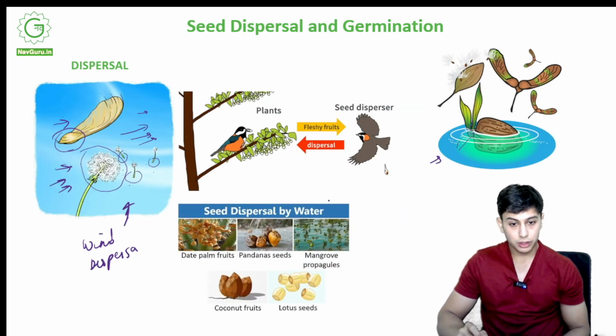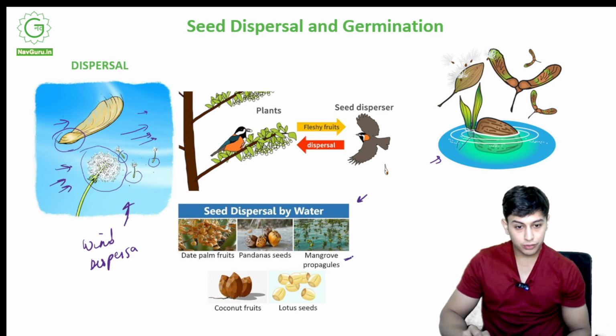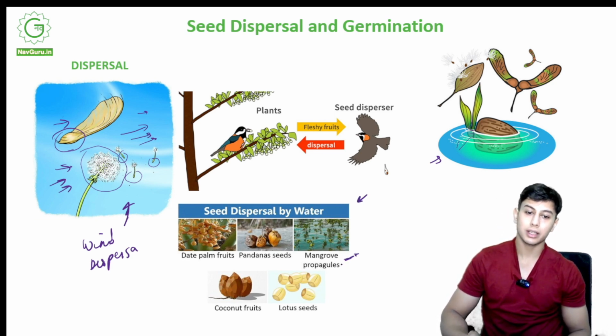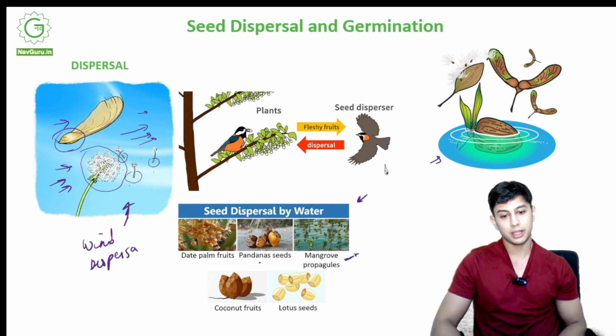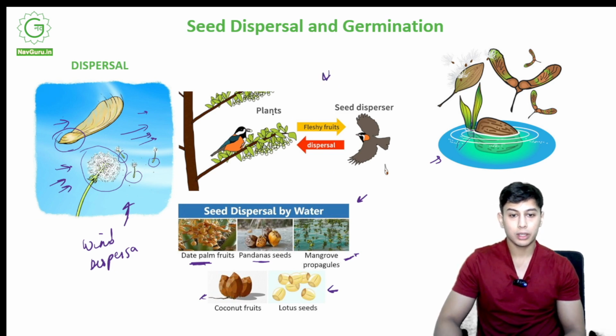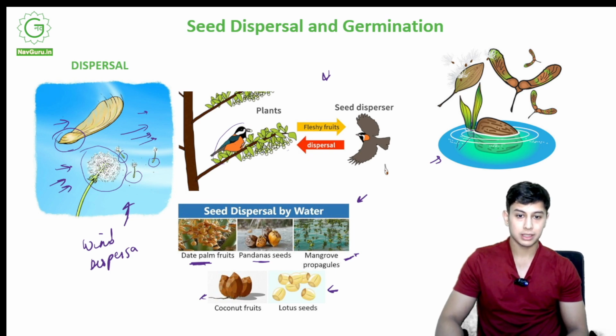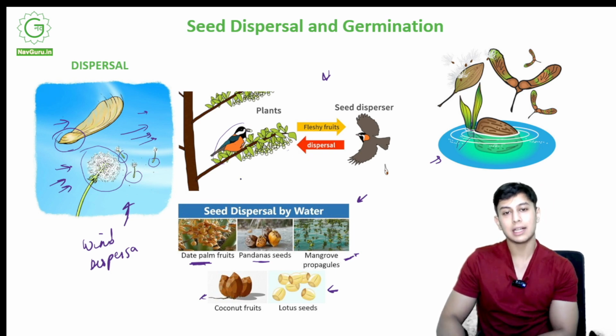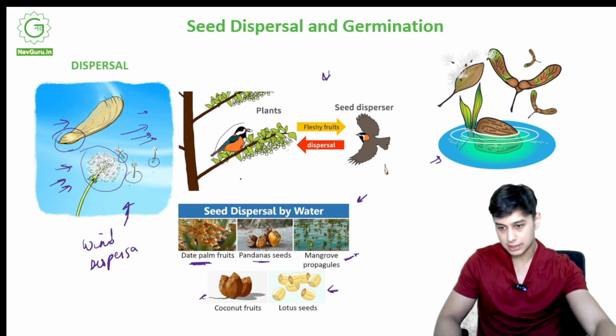Let me illustrate. So dispersal by water: mangrove, you know mangrove trees, alright. In India, in the Sundarbans, we have mangrove trees. Pandanus seeds, date palm fruits, coconuts, lotus, all is done through water dispersal. This is animal dispersal. What does this bird do? This bird will eat this berry, the fruit. It will go inside the bird, and this bird will poop out the seed. Alright, and the seed will grow. Okay, this is dispersal. Sometimes it will just eat and drop the fruit. Again, that seed will go into the soil and it will grow. Simple.